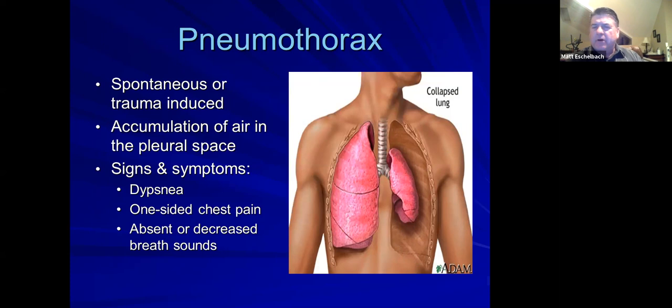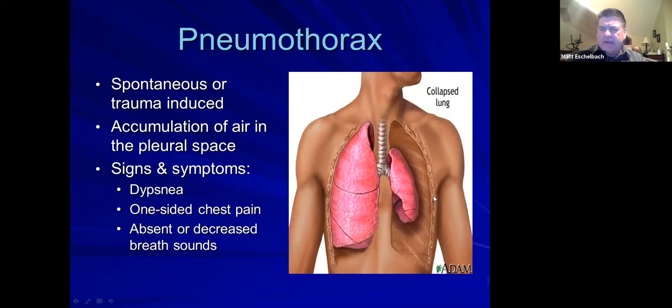Signs and symptoms are shortness of breath, chest pain, and you're not going to hear breath sounds over that lung field. Ask people to take a deep breath. We listen to both sides, and sometimes you just don't hear this at all. Now, in trauma, it's pretty significant. Somebody gets stabbed. Somebody breaks a rib against a steering wheel. Pneumothorax is pretty definitive. The treatment is easy.